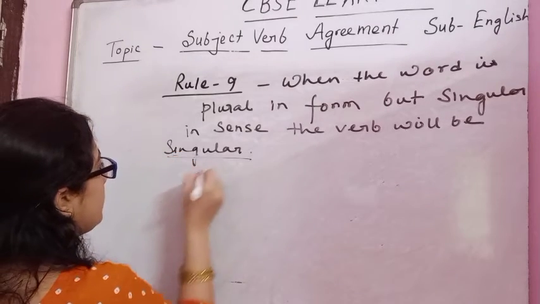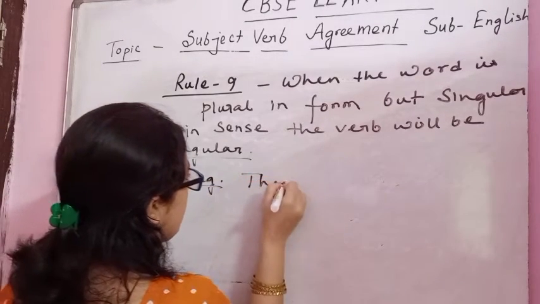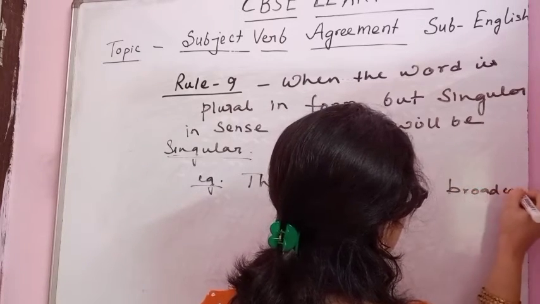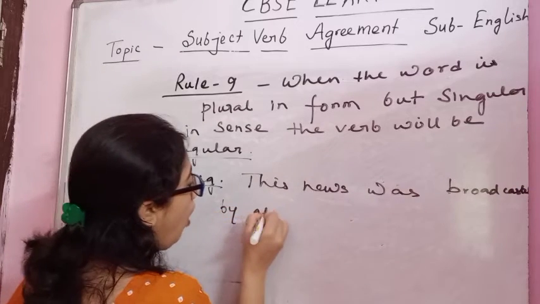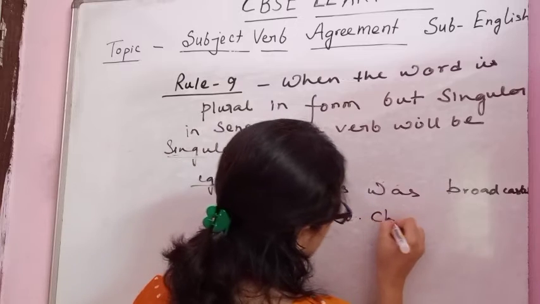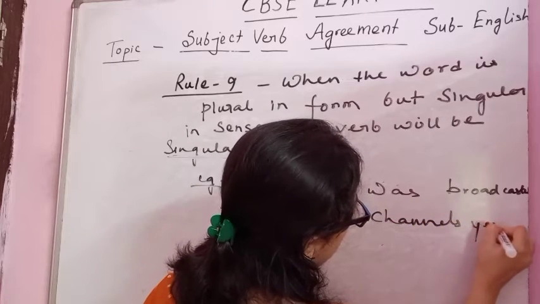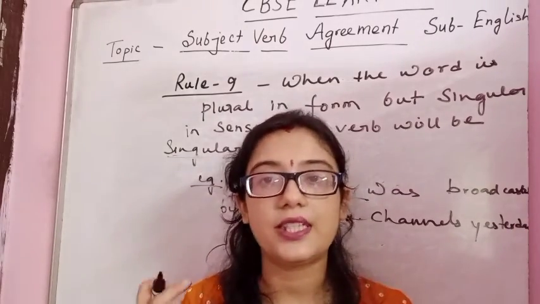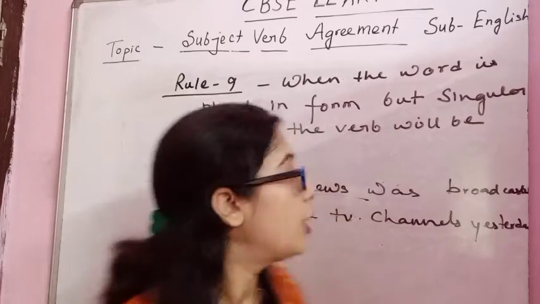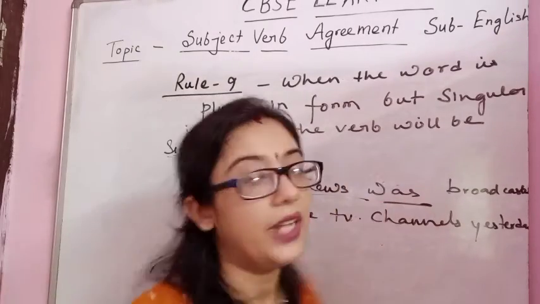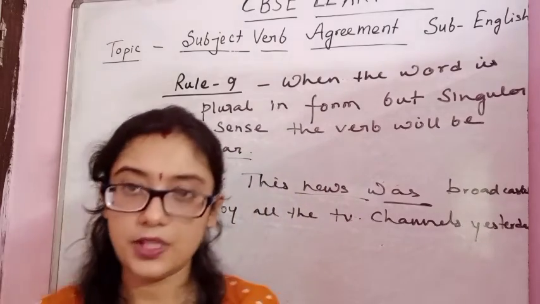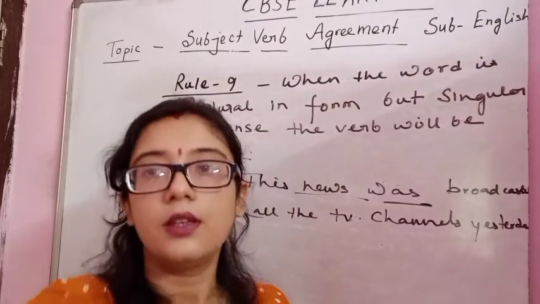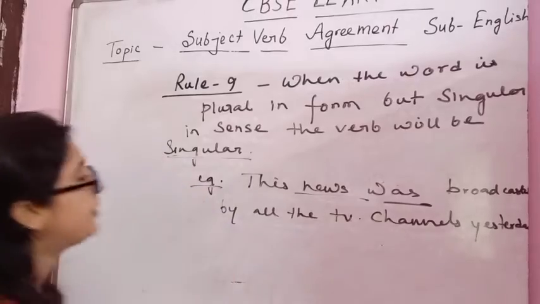For example, this news was broadcasted by all the TV channels yesterday. The word "news" is plural in form, but it gives you the sense of singular. That is singular in sense, so we are using the singular verb, that is "was." Very simple. Though it looks plural in form, if it gives you singular sense, the verb will be singular.